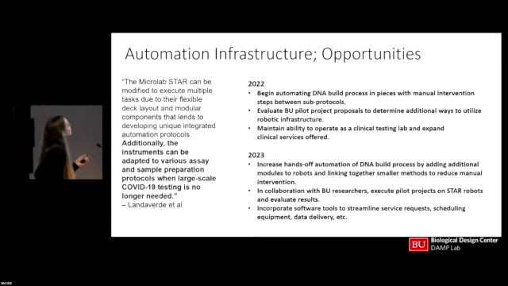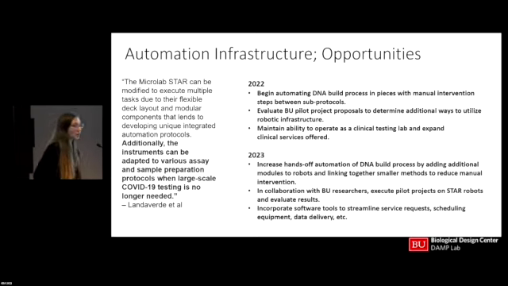And then this is a quote that I pulled from the developers of the COVID lab. They wrote this paper and I thought it was really applicable. "The Microlab Star can be modified to execute multiple tasks due to the flexible deck layout and modular components that lends to developing unique and integrated automation protocols. Additionally, the instruments can be adapted to various assay and sample preparation protocols when large-scale COVID-19 testing is no longer needed." And so that's where we're at.